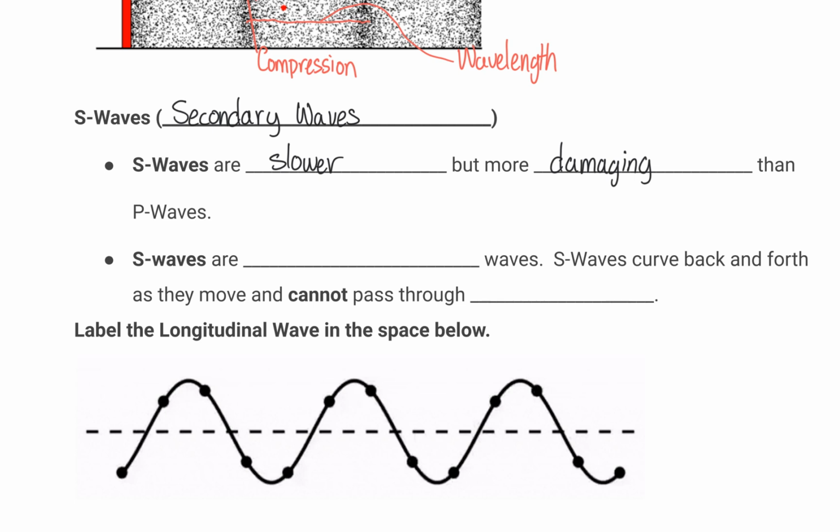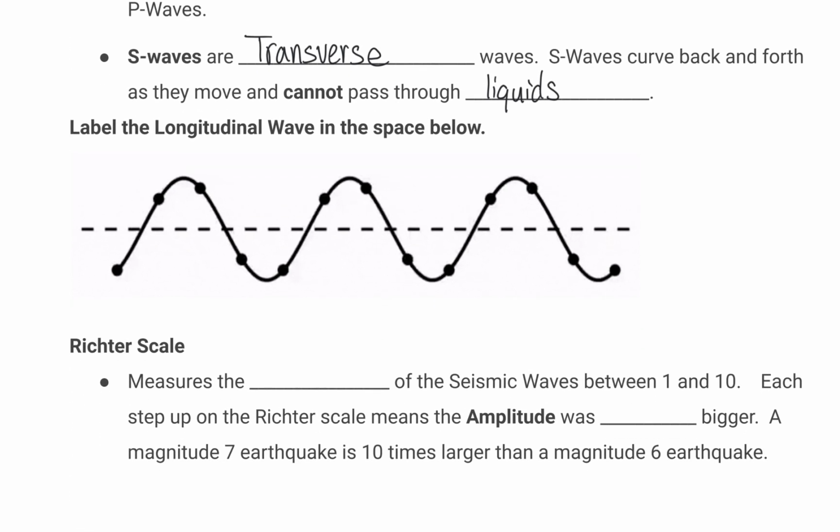And the reason why they're so much more destructive is because these are not longitudinal waves. S waves are transverse waves. And transverse waves kind of curve back and forth as they move along. And also because of this, they cannot pass through liquids. P waves do pass through liquids. S waves cannot.